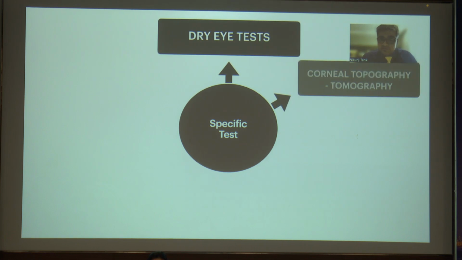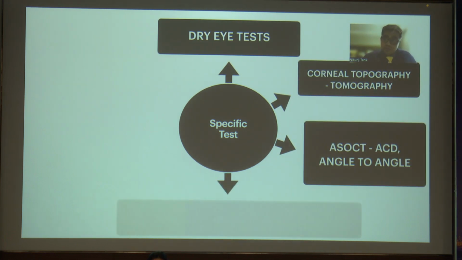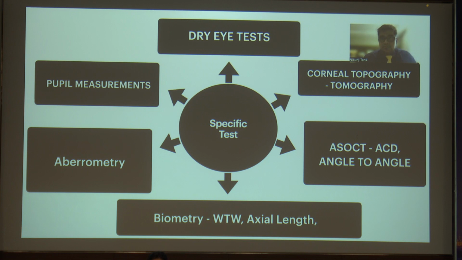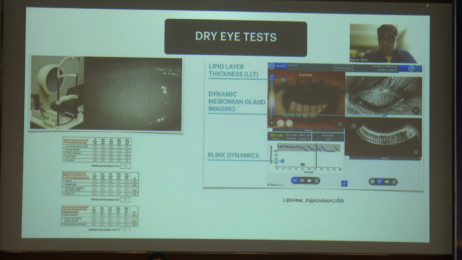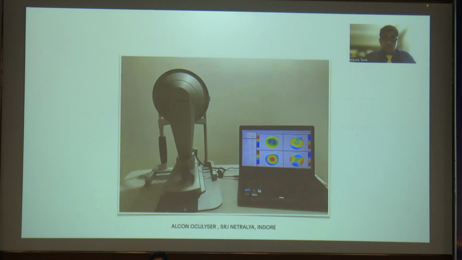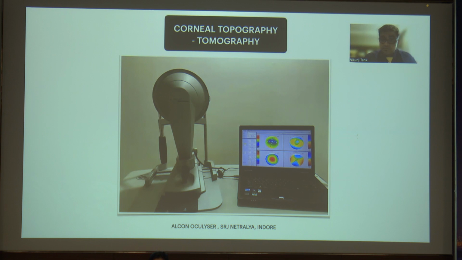Moving on to specific tests, which include tests for dryness, corneal topography or tomography, anterior segment OCT, biometry measurements, aberrometry, and pupil measurements. Apart from routine clinical examination and fluorescein staining, if you have access to a keratograph, do meibography and look at the meibomian gland morphology. LipiView gives a better detailed evaluation of lipid layer thickness and blink dynamics apart from meibography, and do OSDI scoring to understand what kind of symptoms the patient has as a subjective measurement, and you can treat the dryness according to all these parameters.